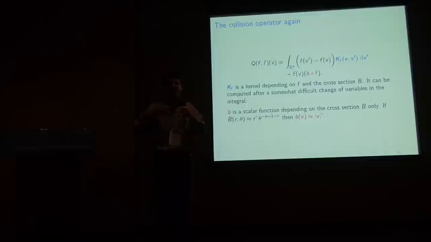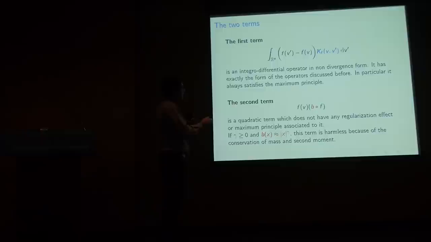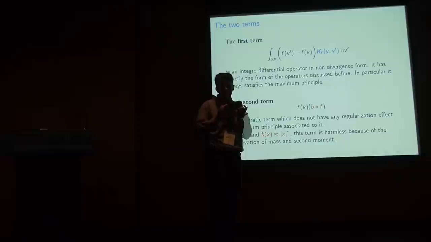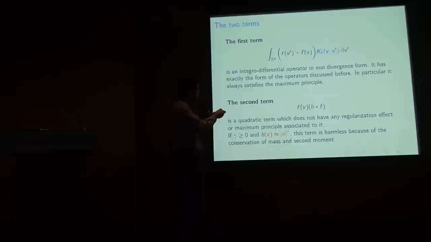So how do I check the hypothesis of my kernel if I don't know what the solution is? So the point is that this kernel k, if I want to check the assumptions of the theorems that I presented that is in preparation with Russell Schwab, is only going to depend on the macroscopic quantities associated with f. So it's going to depend only on the energy, on the mass, and on the entropy.